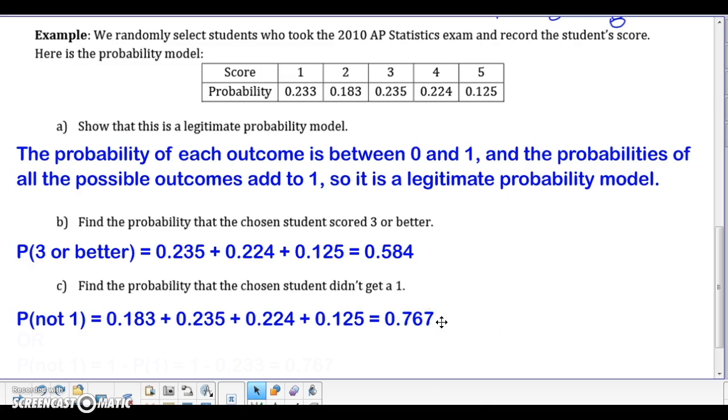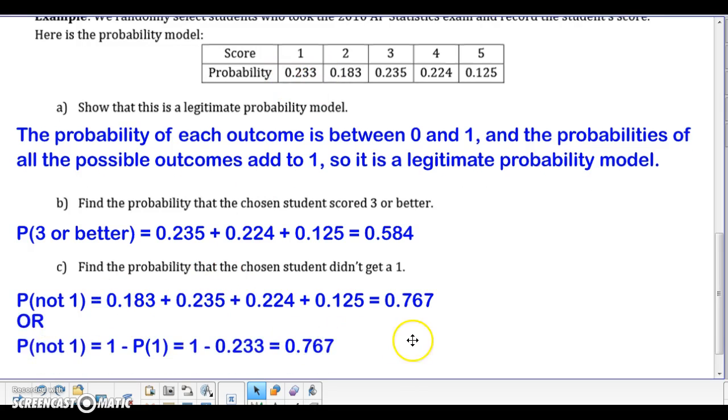The other way of doing it is to use the complement rule. Not getting a 1 is everybody except these people right here. So I could do 1 minus this probability, and I would still get the exact same answer, which is 0.767.